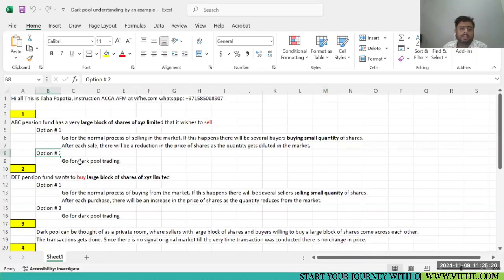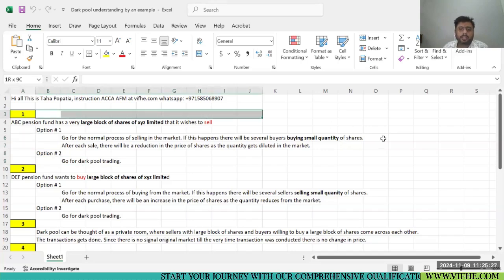So they can go for dark pool trading. Now, what is dark pool trading? We will understand later. But everything relevant to point number 1 is clear.